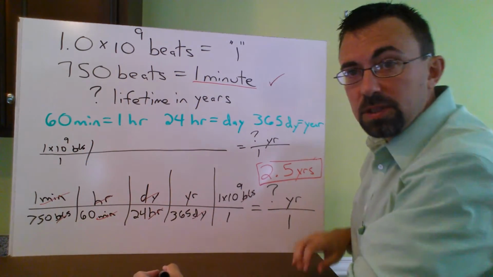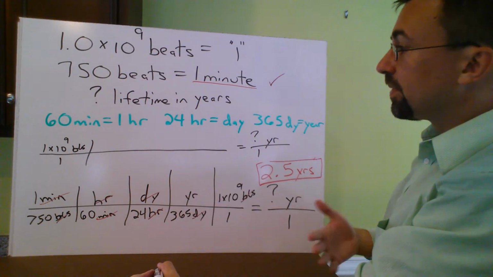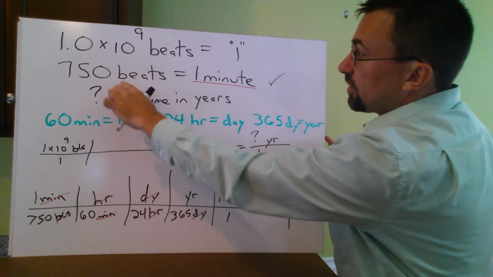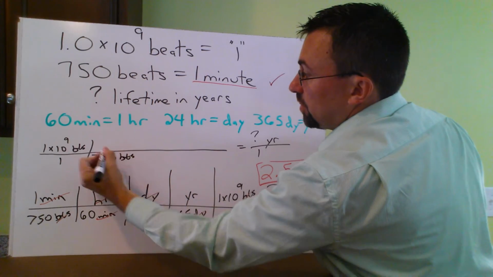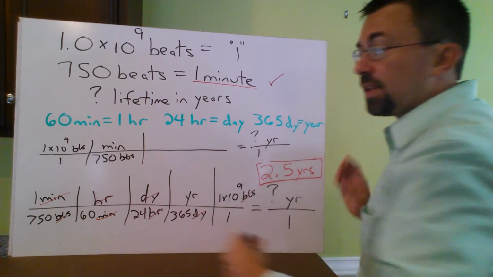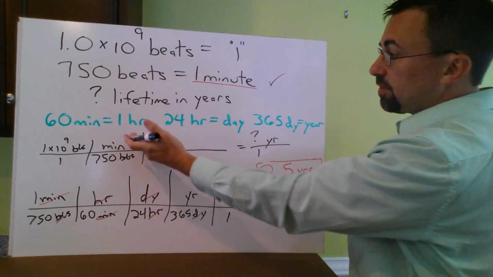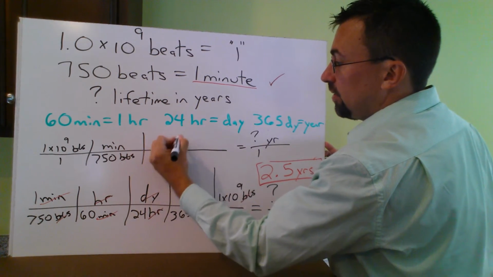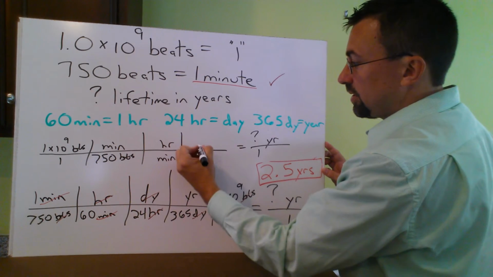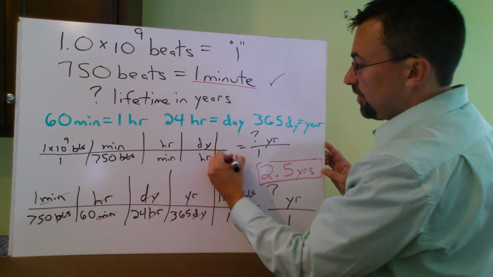And use that mathematical placeholder. And then we do the same process, right? We'd say, okay, I gotta get rid of beats. The only thing I have in here with beats is this. So put beats here, put minutes here, and then you go about the same thing. Do I know a relationship between minutes and years? No, but I do know minutes and hours. I do know hours and days, and I do know days and years.